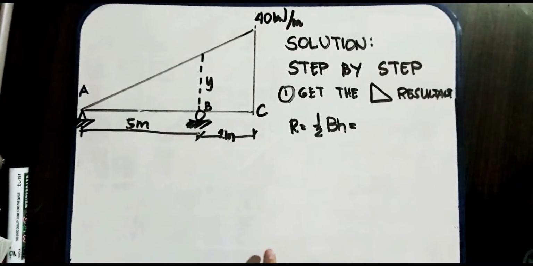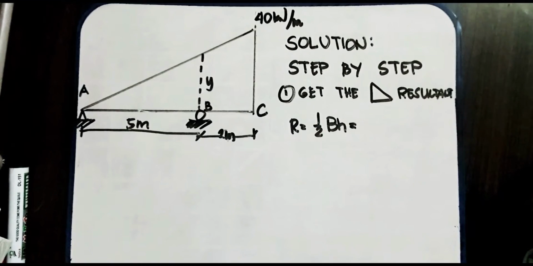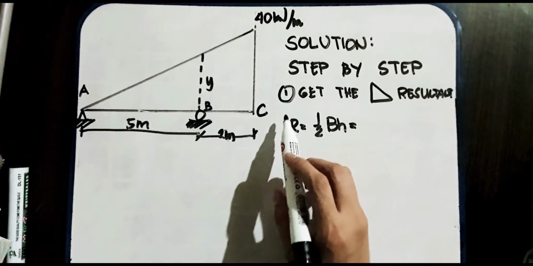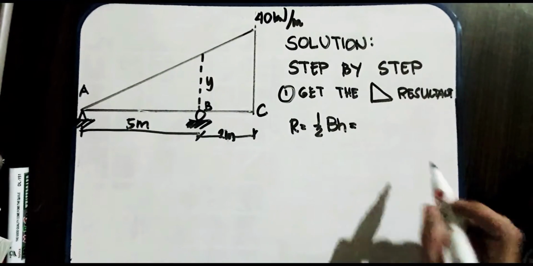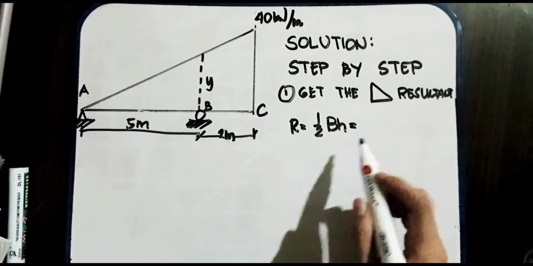For this given, we have to know and draw the shear and moment diagram. So, this is the solution or step-by-step procedure para dyan. So, number 1, una natin gagawin is get the resultant of the triangle. So, as you can see, meron akong formula dyan which is 1/2 base times height.